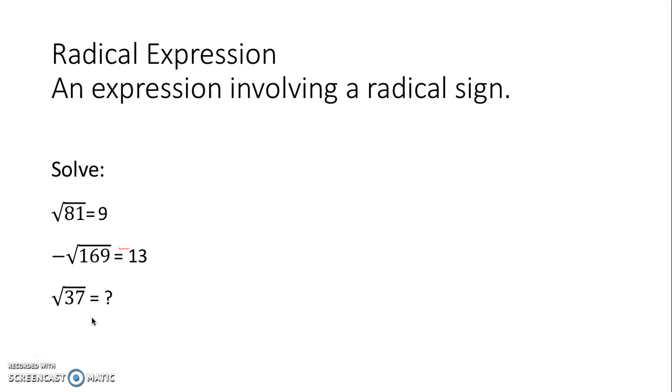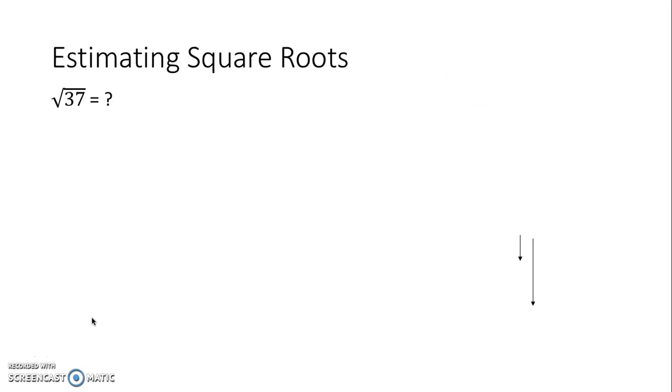So how do we figure out what the square root of 37 is without a calculator? The next section of our notes is going to be estimating square roots. So, the square root of 37. The first thing we need to do is draw a number line. You can just draw a number line with 3 notches on it, and in that middle notch, you put whatever you're estimating. In our case, the square root of 37.